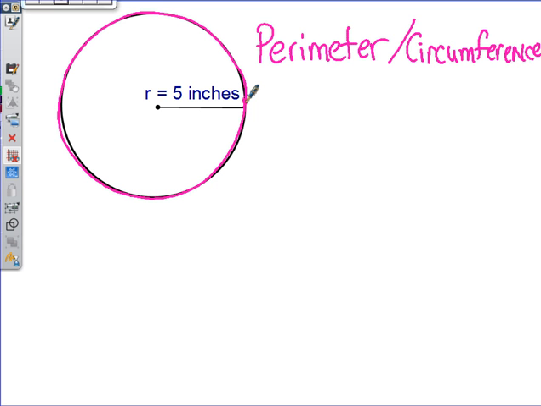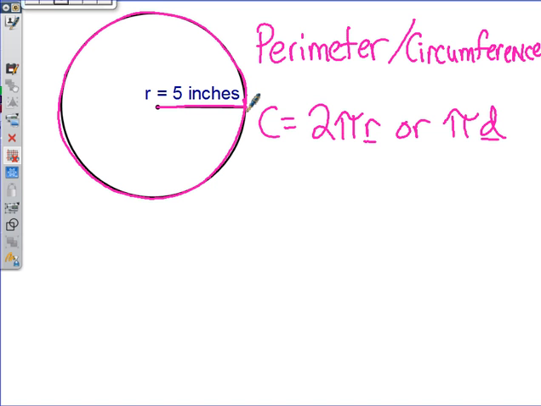Now there is a formula, actually two formulas that you'll find on your formula sheet for circumference. 2 pi r or pi d. We're going to look at both of those right now. Before we even start looking at those, we're going to talk about the difference between radius and diameter. Radius, if you remember, is from the center of the circle to the outside edge. Diameter would be the entire distance across the circle.